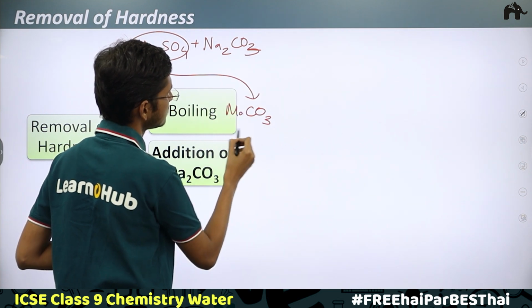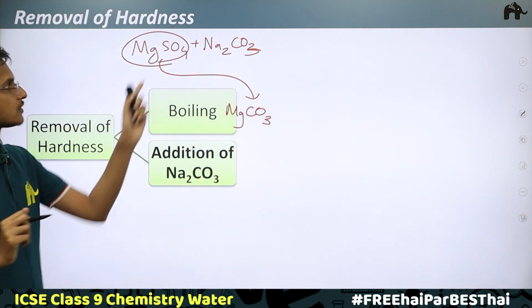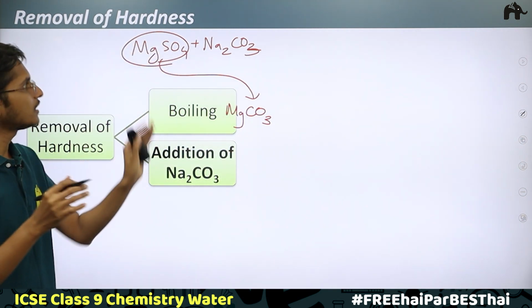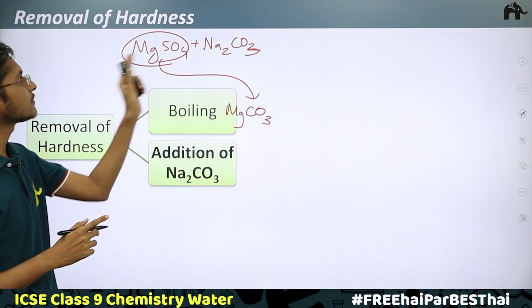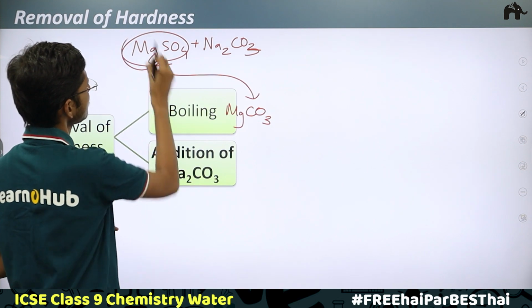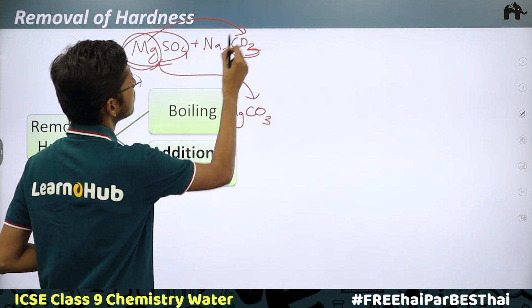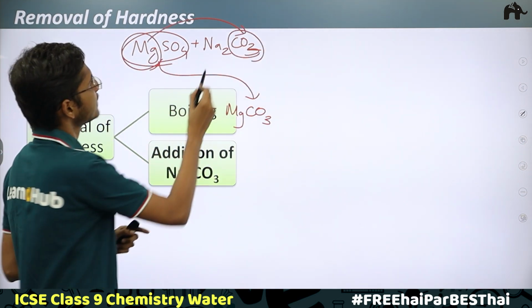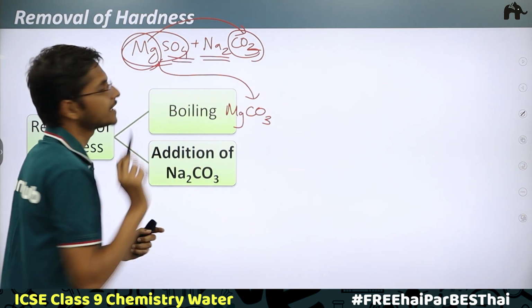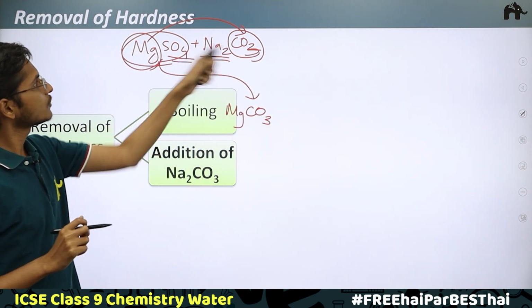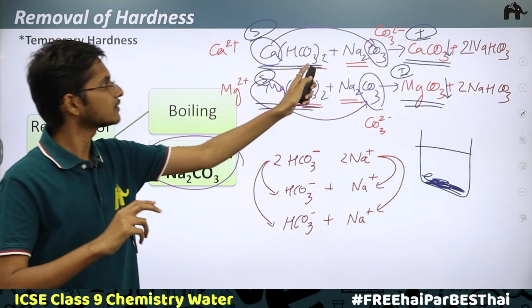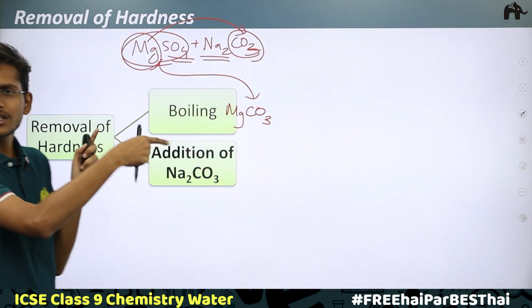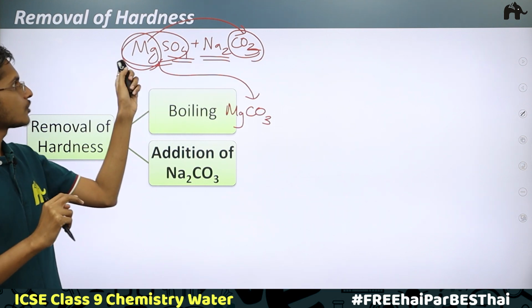Same way, if we follow the same type of method, our sodium carbonate is added to the water which is having magnesium sulfate. What would happen? Magnesium would shake hands with our carbonate and sodium would shake hands with our sulfate. So ultimately what is going to form? Magnesium carbonate and sodium sulfate. The same case like that of the calcium.